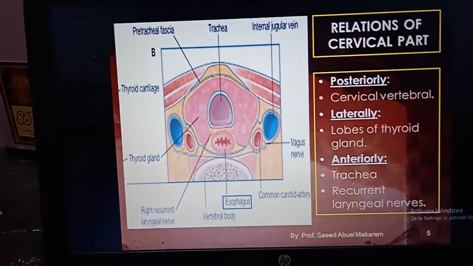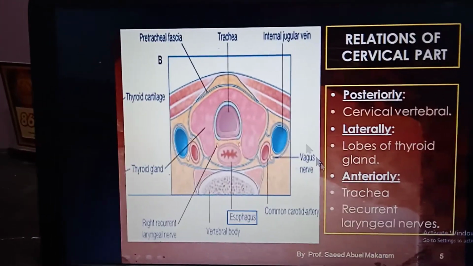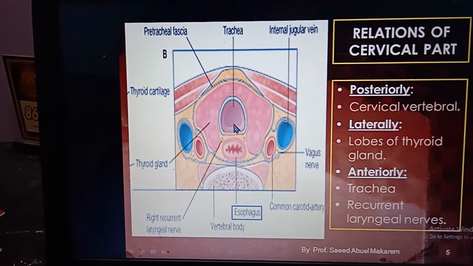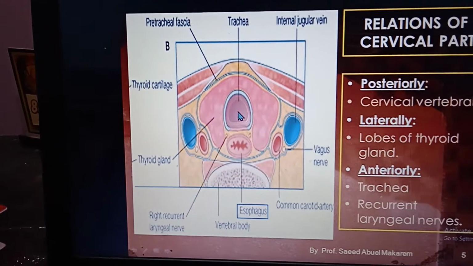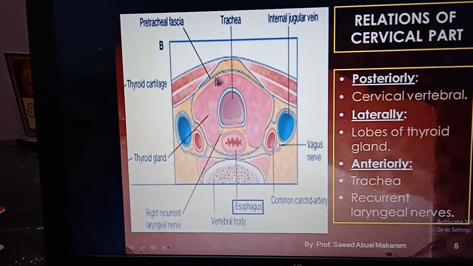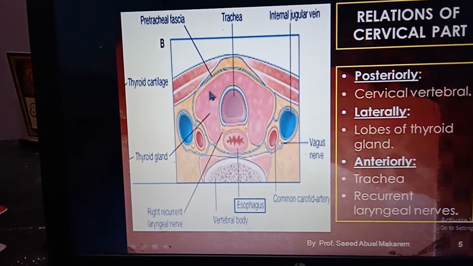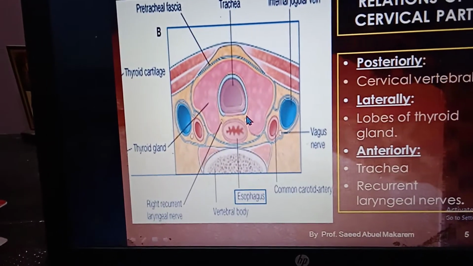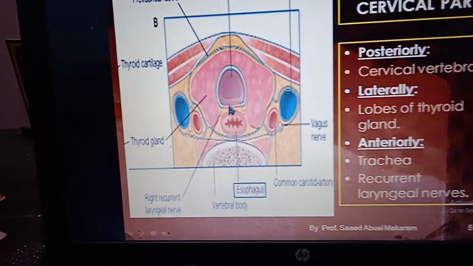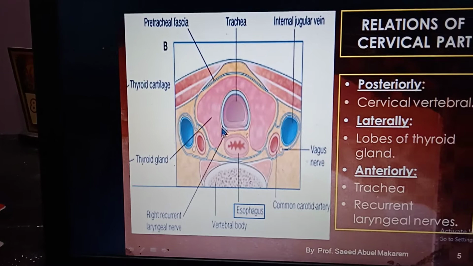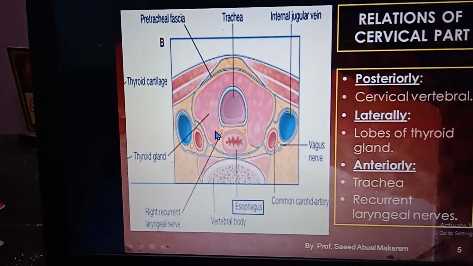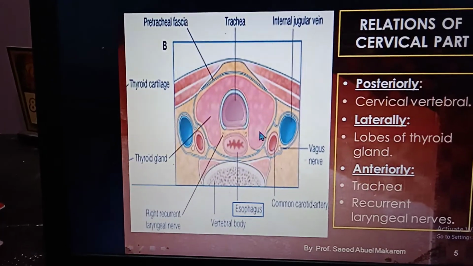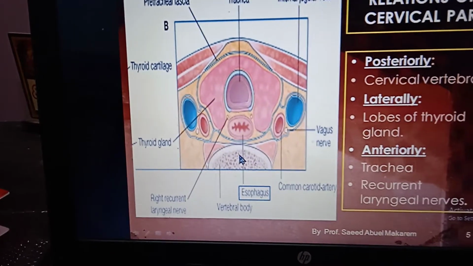Now coming to its relation, in the cervical part, this is the cut section of the neck, and here is the esophagus. Just anterior to that is the trachea, and laterally we all know the thyroid gland lies anterior to the trachea and it goes laterally up to the esophagus. So in lateral relation there is thyroid gland and anteriorly trachea, and in between the trachea and esophagus there is the tracheoesophageal groove, with a pair of left and right recurrent laryngeal nerves. And posteriorly there is the cervical vertebra.